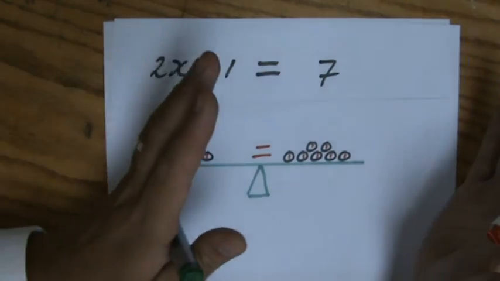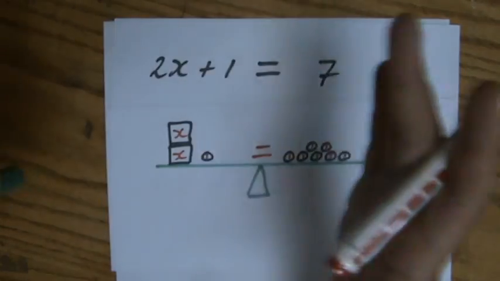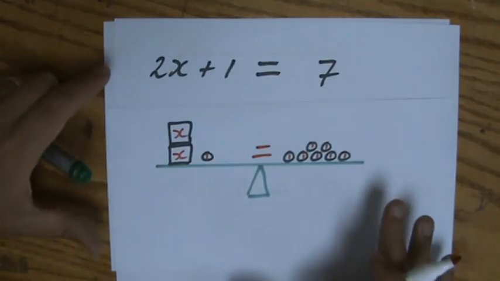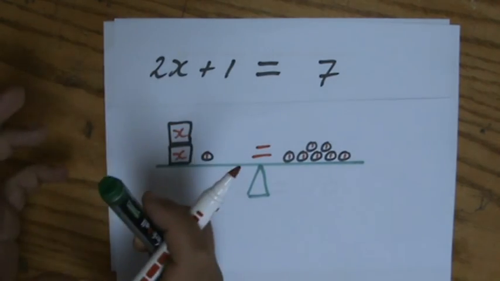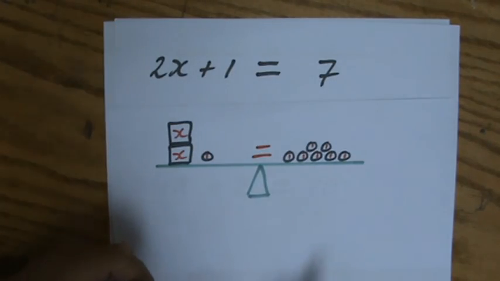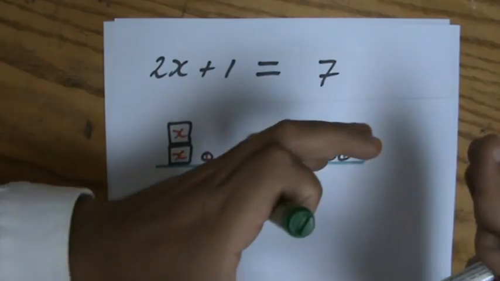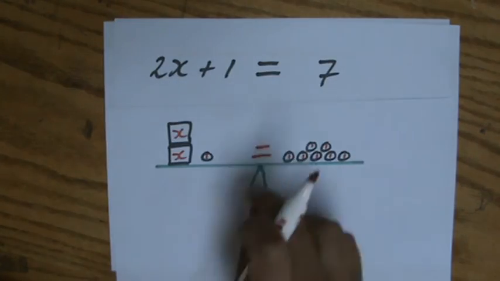Alright, and we have a left side of an equation and we have the right side of the equation, and every time I do something on the left side I have to do it on the right side as well for it to be equal. Or if I do something on the right side I have to do it on the left side as well for it to be equal.